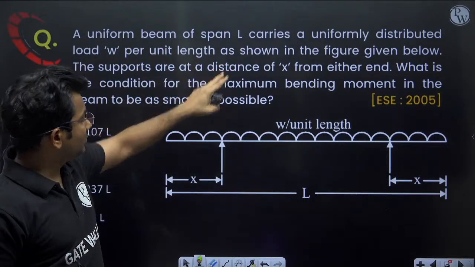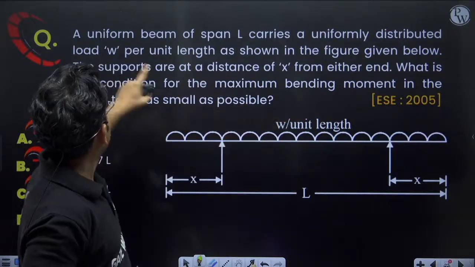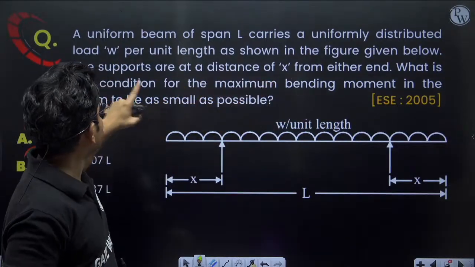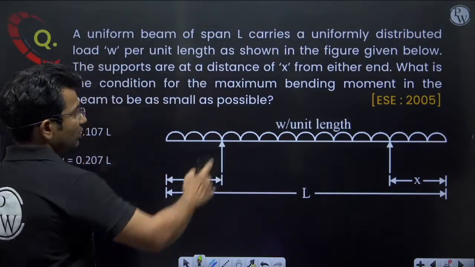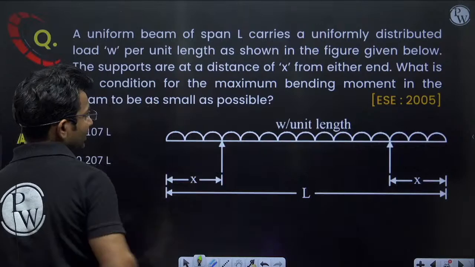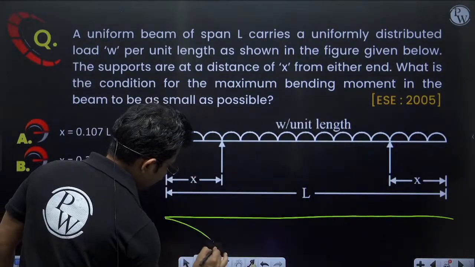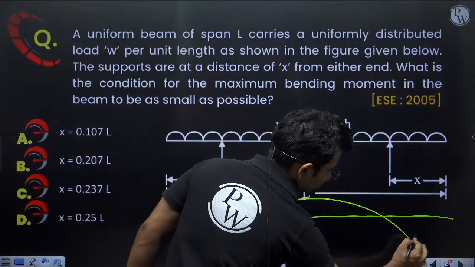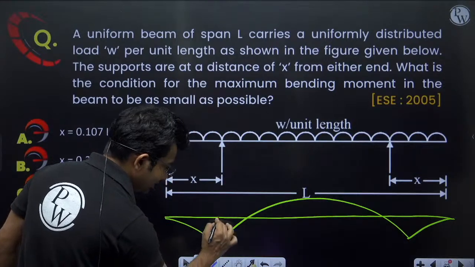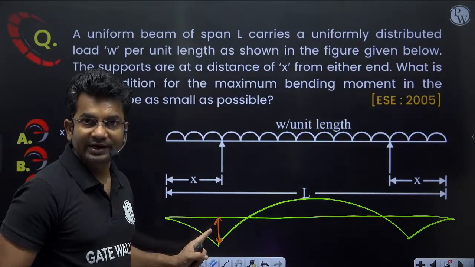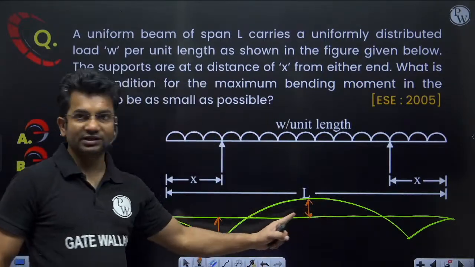A uniform beam of span L carries a uniformly distributed load W per unit length as shown in the figure given below. The supports are at a distance of x from either end. What is the condition for maximum bending moment in the beam to be as small as possible? So maximum bending moment will be as small as possible when the maximum negative bending moment at this location becomes equal to the maximum positive bending moment at this location.